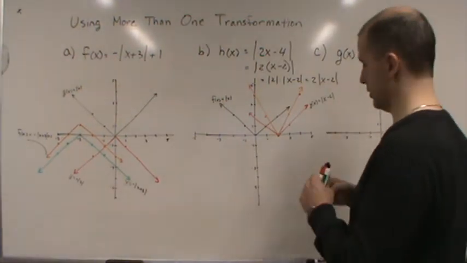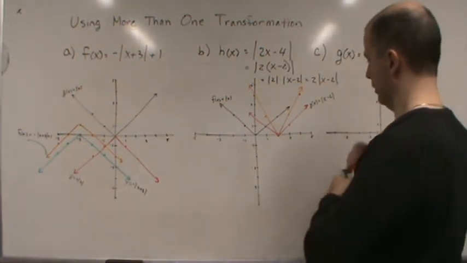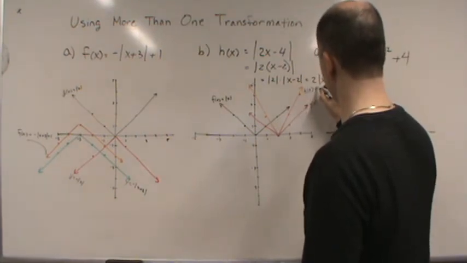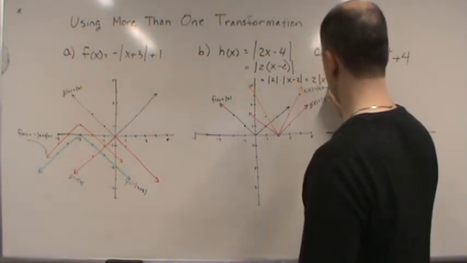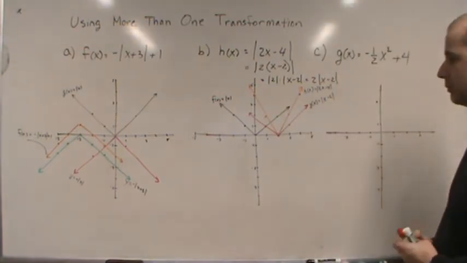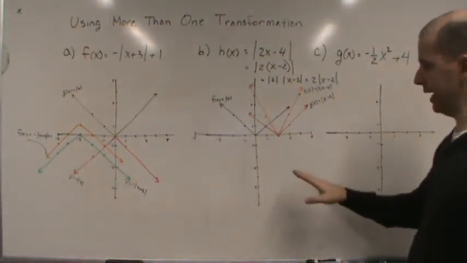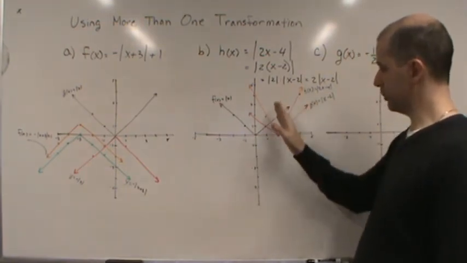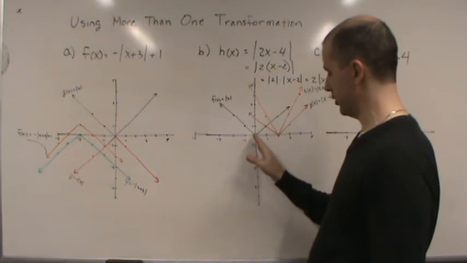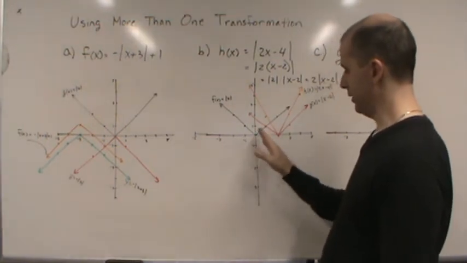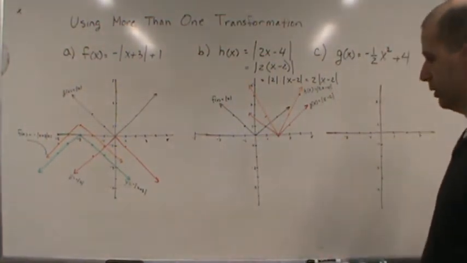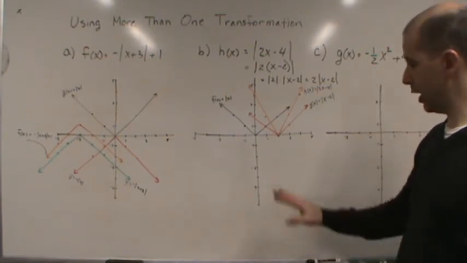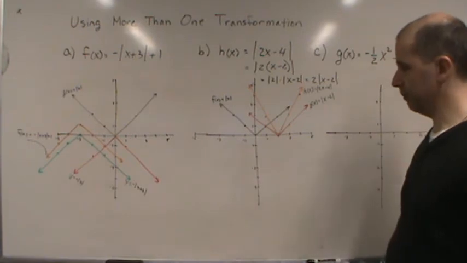And so this turns out to be our final answer. This is the final graph. So h of x equals the absolute value of 2x minus 4. Now notice again, I moved to the right 2 units, and then I multiplied by 2. And I could have done it the other way around. I could have just multiplied here by 2 and then done the horizontal translation. Okay, but again, as long as you're showing how you get there.